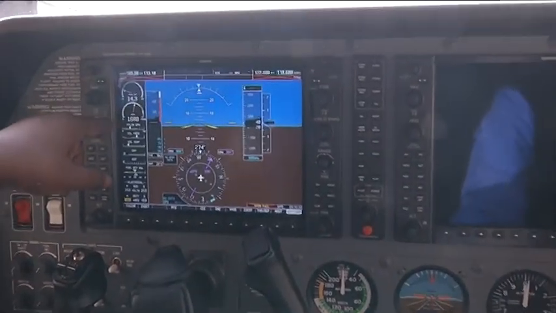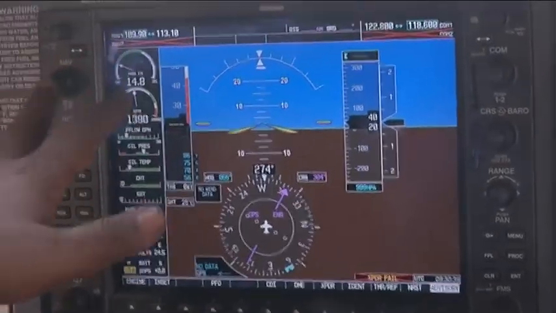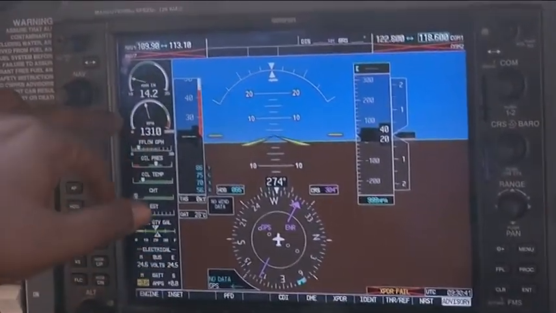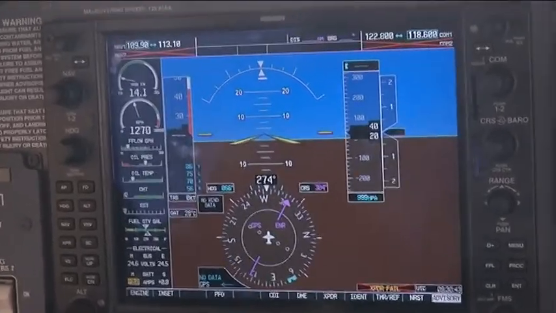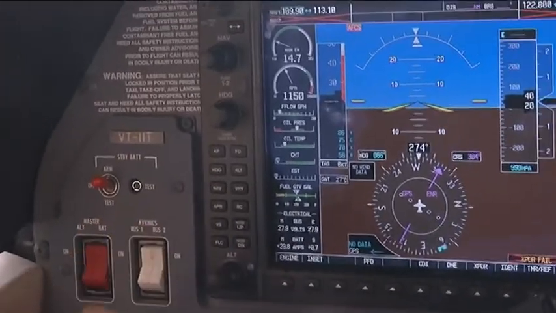The RPM is increasing and coming down to around 1400 to 1500. Then we can reduce the throttle, sir. If you reduce the throttle, RPM will further go down. The alternator on, avionics on, engine on.